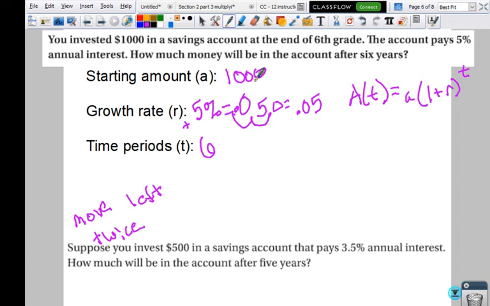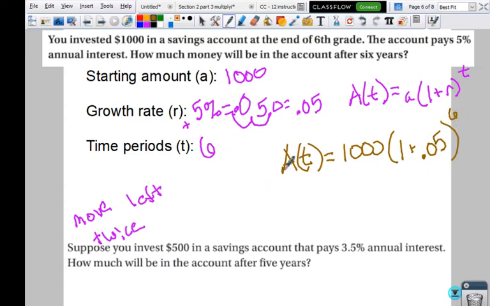Alright, so I have everything in here I need to calculate this formula. I'm gonna go A of T, it's gonna equal, my starting amount is 1,000. Now I'm gonna go 1 plus my rate is 0.05, and to the T is 6. That should be A of 6, right there. And Desmos is nice because we can plug this straight into Desmos.